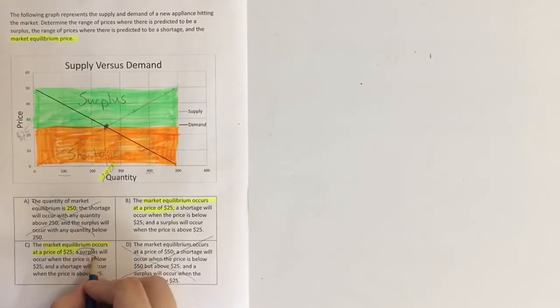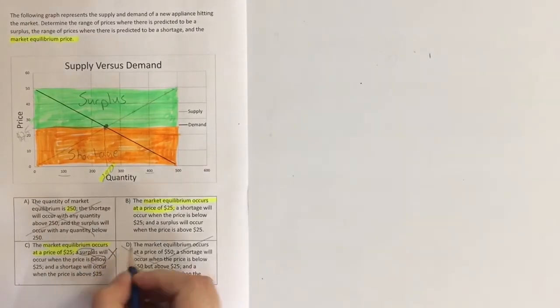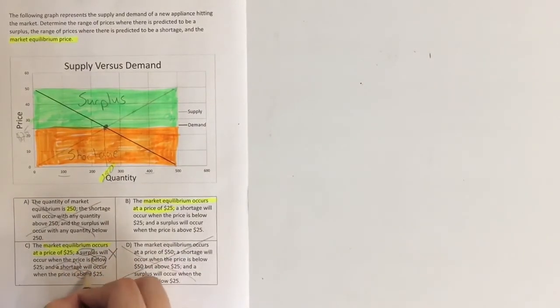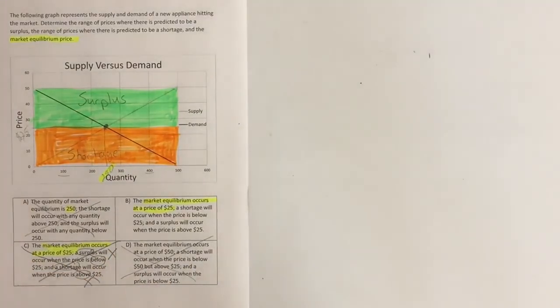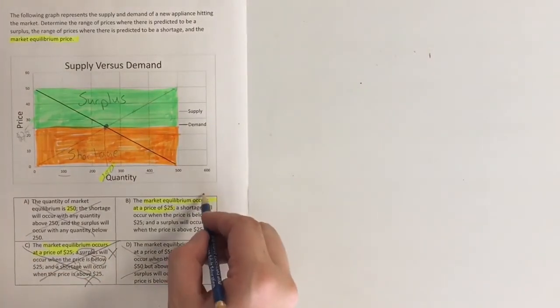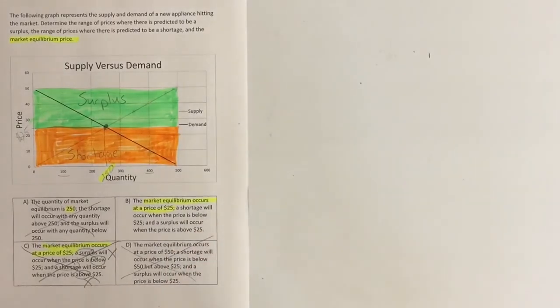Answer choice C says the surplus will occur when the price is below $25, and a shortage will occur when the price is above $25. This is the backward relationship to what we just found out. So our actual correct answer choice is B.